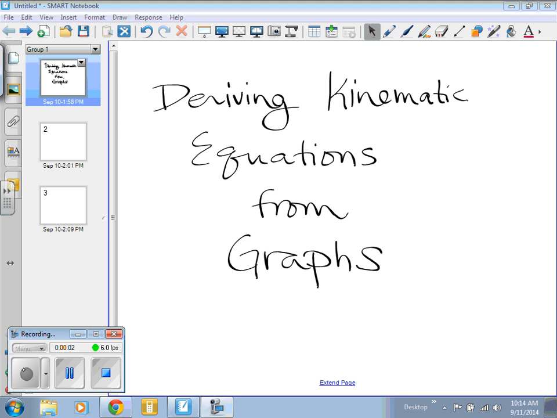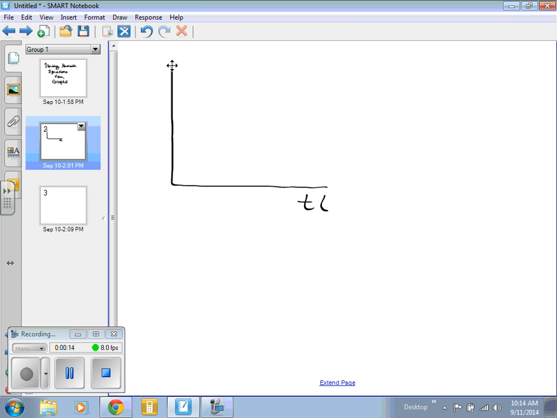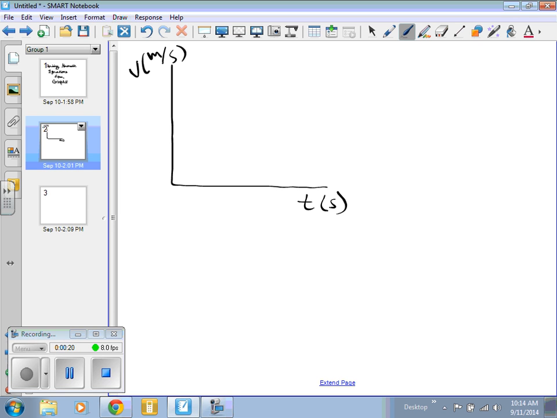In this video, we will be deriving kinematic equations from graphs. We're going to start off by making a velocity versus time graph of an object moving with a constant acceleration, and it's going to have an initial velocity that is not equal to 0. So we'll have an initial velocity here, final velocity there, and our total time interval is some time interval t.